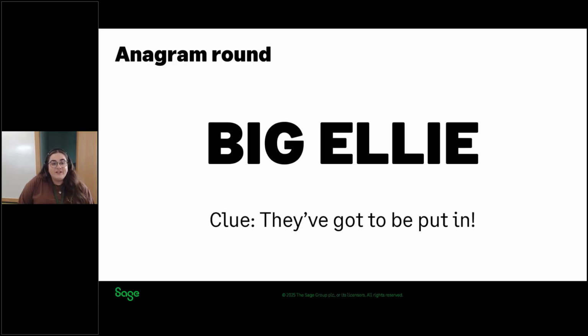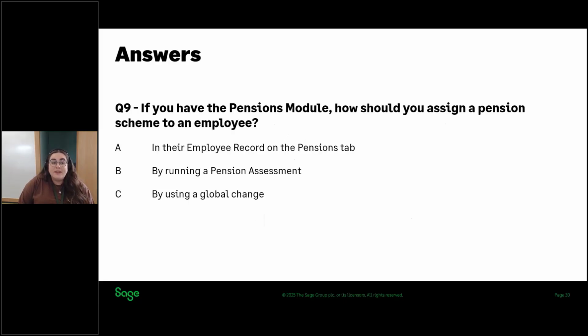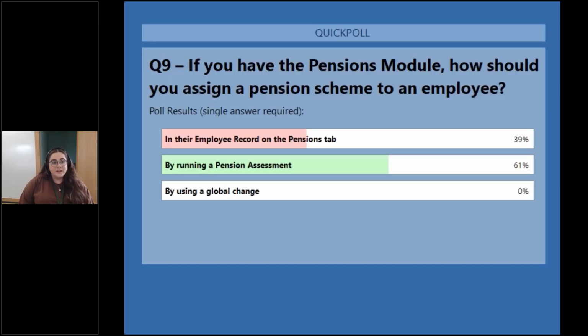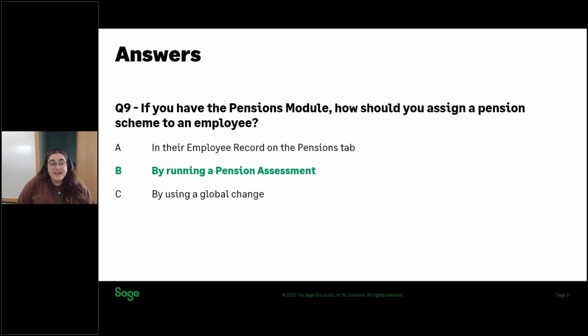Great, so while you're all figuring out that one, let's take a look at question number 9. If you have the pensions module, how should you assign a pension scheme to an employee? Let's see what you thought. 39% of you said in the employee record on the pensions tab, and 61% of you said by running a pension assessment. So just double check which of those were correct.